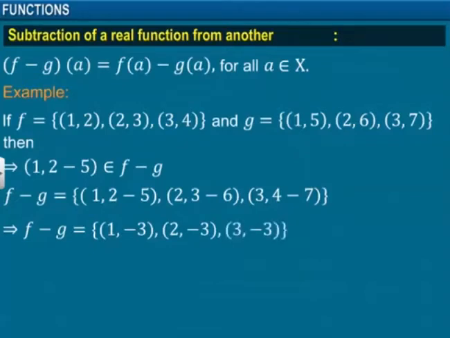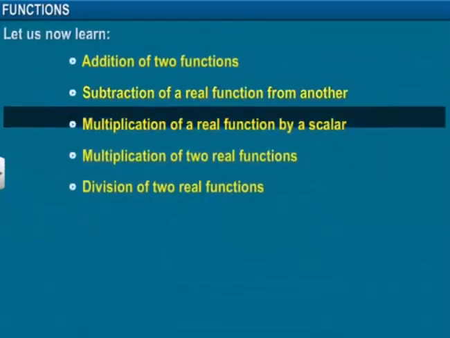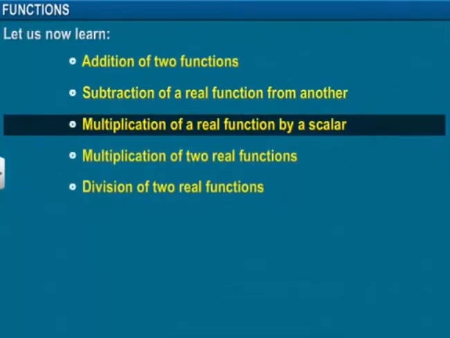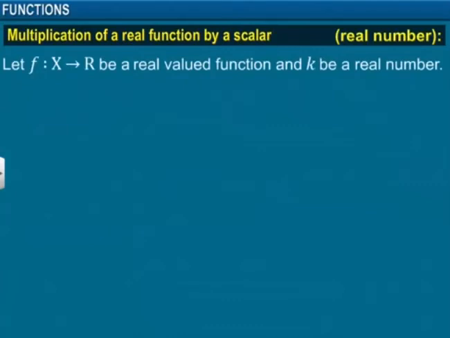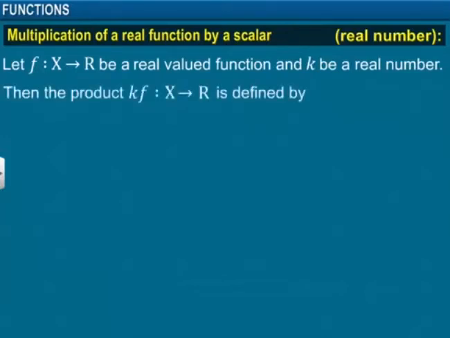Next, let us learn the multiplication of a real function with a real number. Let f be a real function from X to R and k be a real number. Then, the product of k and f is a function from X to R defined by (kf) of a is equal to k multiplied by f of a for all a belonging to X.